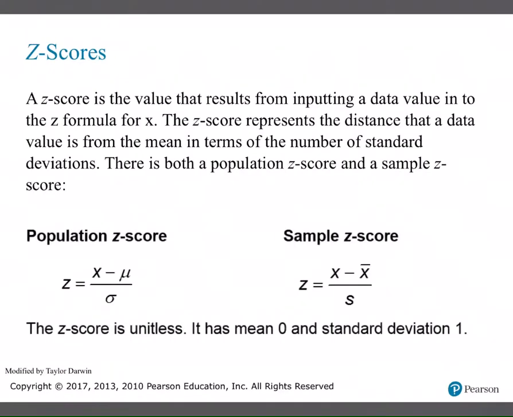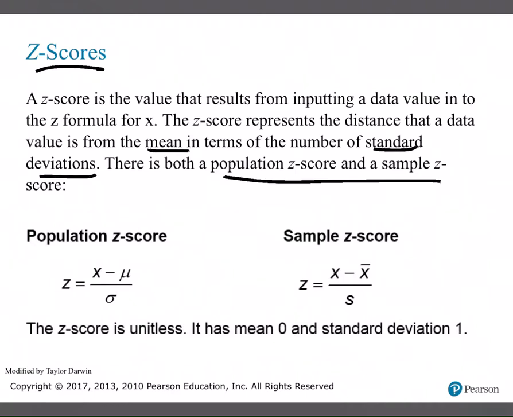Okay, so when we see that word relatively, we can start comparing things using a z-score. We can compare apples to oranges now, if we put them on the same scale, basically. And so a z-score is a value that results from inputting a data value in the z formula for whatever x value you're looking at. The z-score represents the distance that a data value is from the mean in terms of standard deviations.